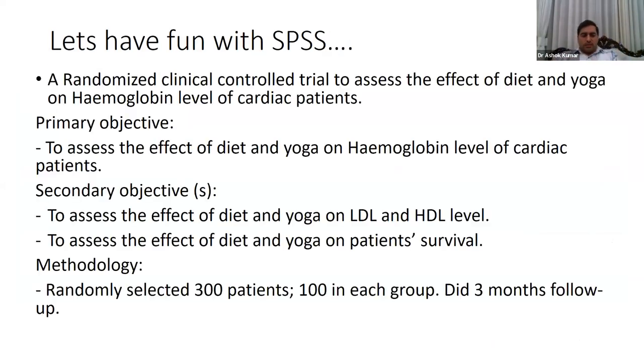We discussed this yesterday also, just to repeat. A randomized control trial to assess the effect of diet and yoga on the hemoglobin level of cardiac patients. I have sent the Excel sheet to you for this exercise. The primary objective is to assess the effect of diet and yoga on hemoglobin level of cardiac patients. Secondary objectives are to assess the effect of diet and yoga, that is the intervention, on LDL and HDL level, and on patients' survival, mortality. We selected 300 patients randomly, 100 in each group, and did a 1 month or 3 months follow-up, whatever.